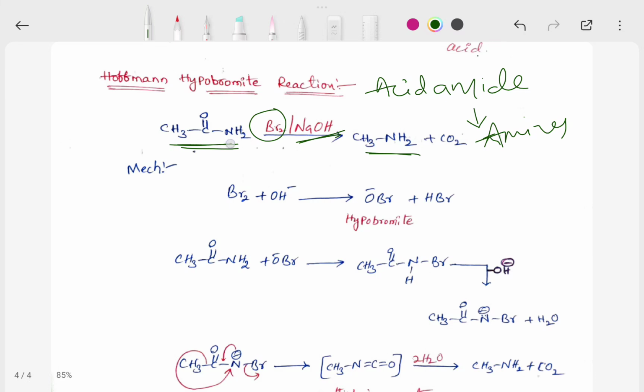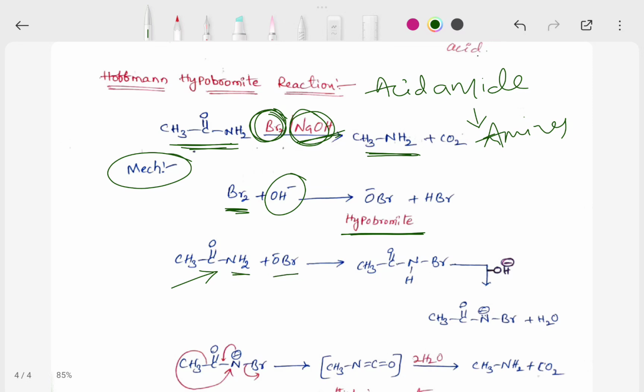For example, acetamide reacts with bromine in the presence of sodium hydroxide to give methylamine. You can observe this mechanism. Bromine in the presence of alkaline medium forms hypobromite ion. This hypobromite ion reacts with acetamide, CH3C double bond O NH2, plus hypobromite ion, O minus Br.